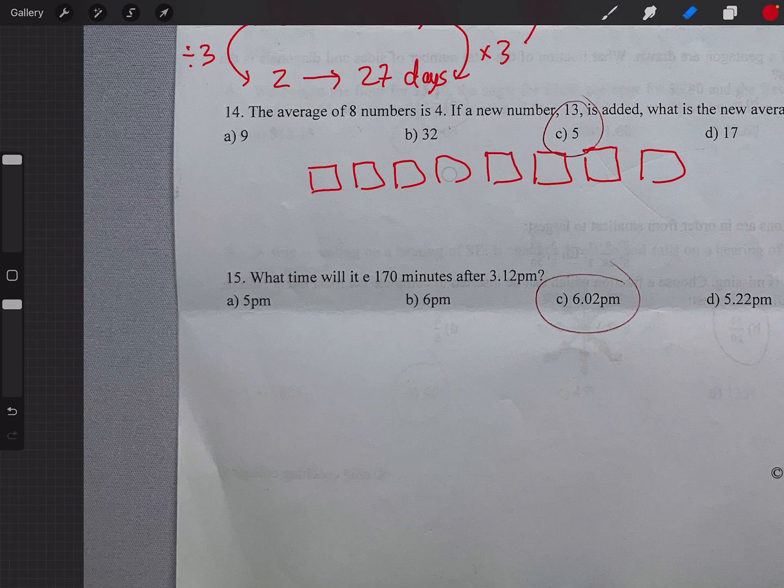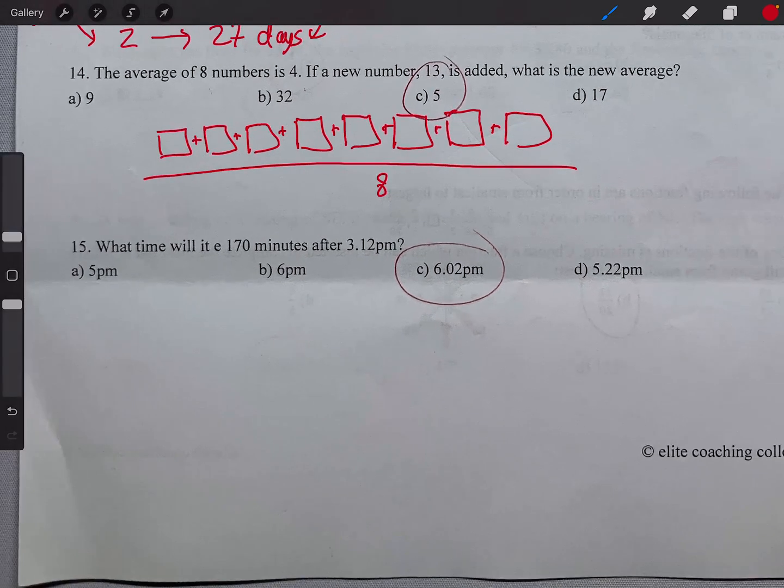Okay, one more. So you have 8 boxes. These represent numbers, and it says the average of 8 numbers is 4. So how do we find the average of 8 numbers? Easy. We add all the numbers together, add the 8 numbers, and then we divide it by 8, because that's how you find the average of 8 numbers. And it says the average is 4, so that means the answer for that is 4.